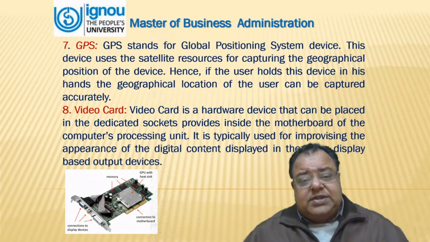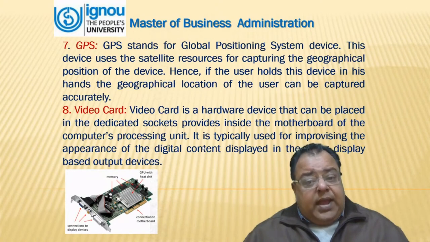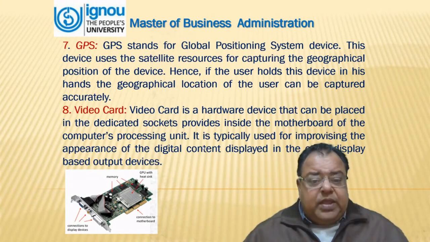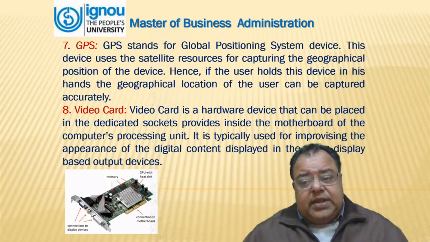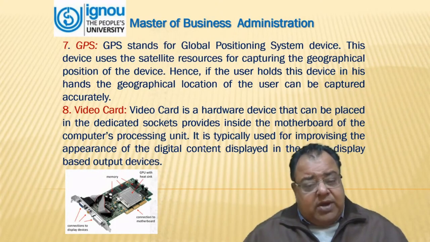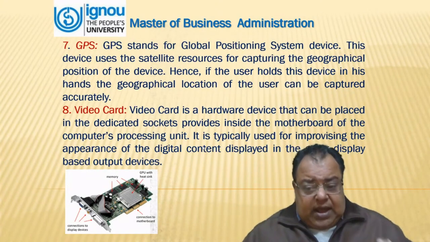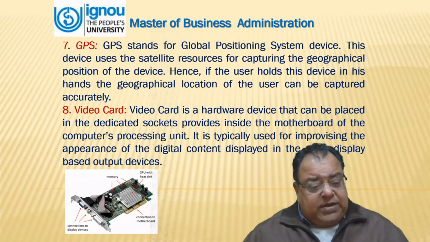This device uses satellite resources for capturing the geographical position of the device. Hence, if the user holds this device in his hand, the geographic location of the user can be captured accurately. Video card. A video card is a hardware device that can be placed in the dedicated socket provided inside the motherboard of the computer processing unit. It is typically used for improving the appearance of digital content displayed on the other display-based output devices.